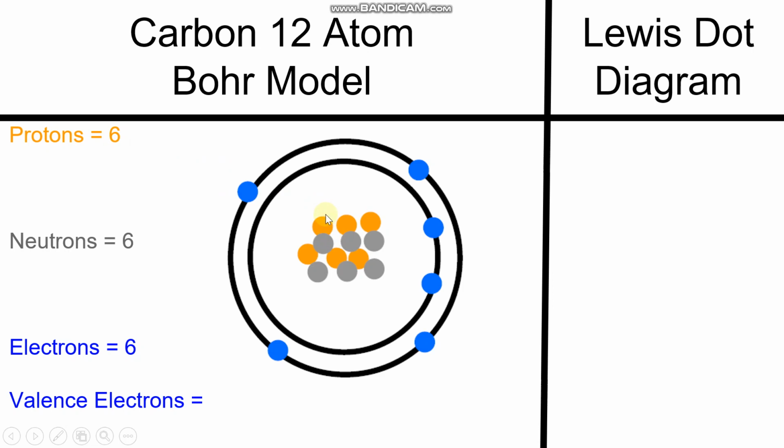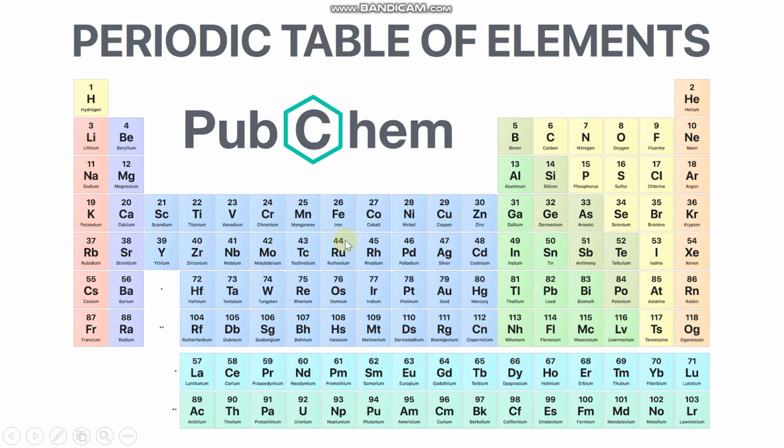And so we've got the Bohr model here: 1, 2, 3, 4, 5, 6 protons, 1, 2, 3, 4, 5, 6 neutrons, 1, 2, 3, 4, 5, 6 electrons. Okay, and then our next question is how many valence electrons?